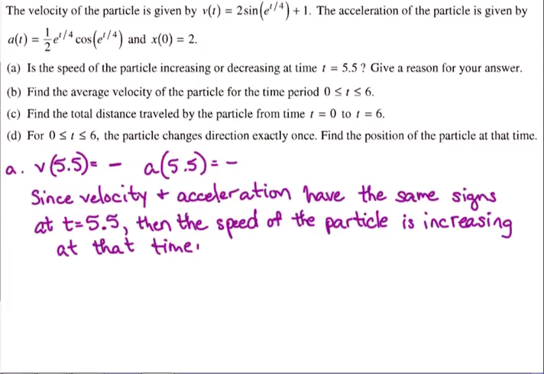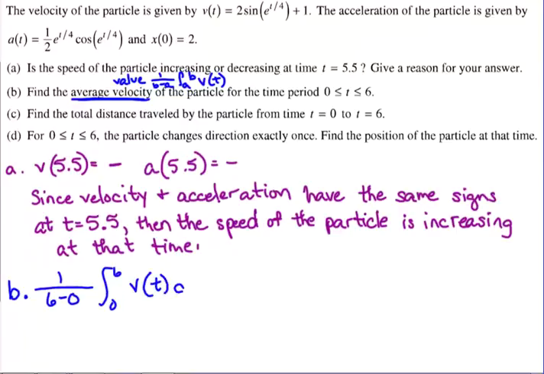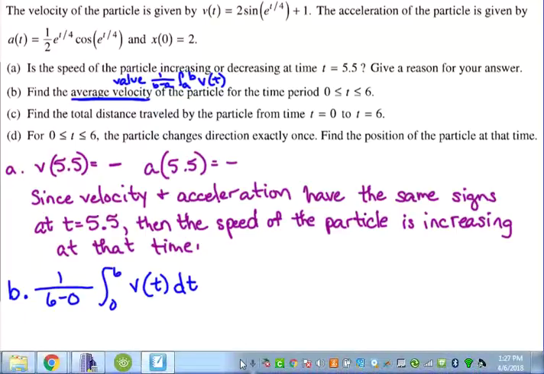B, find the average velocity of the particle. Okay, average velocity, we should be thinking average value, which should be making us think 1 over b minus a times the integral from a to b of that function itself. So we've got 1 over, it's from 0 to 6, so 6 minus 0 times the integral from 0 to 6 of v of t. This is calculator active, so again, save yourself some time and effort and just write it like that, and then just plug it straight into your calculator.